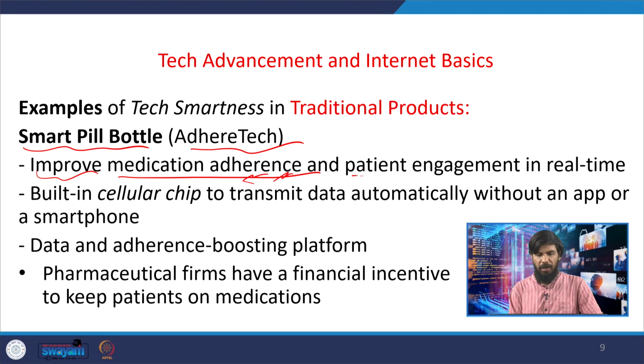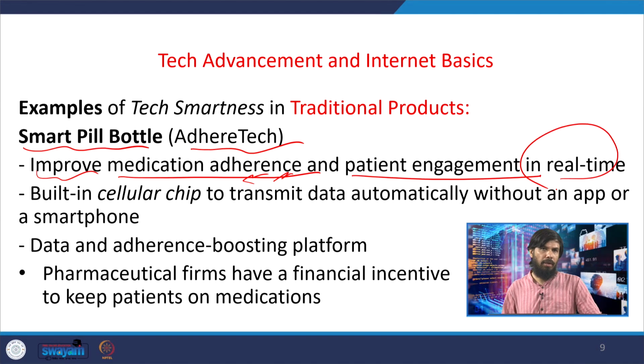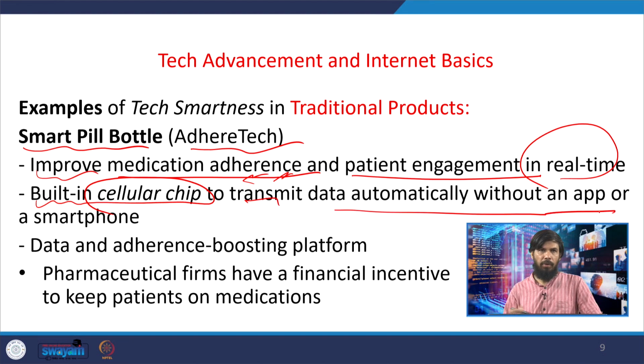So medication adherence and patient engagement in real time can be facilitated through this smart pill bottle and a little bit of computing components. So what is the computing component? A built-in cellular chip. So what will this chip do? It will transmit data automatically without an app or a smartphone. So whenever that pill bottle is opened, the data transfer will happen, and therefore a log can be created or the adherence could be monitored.